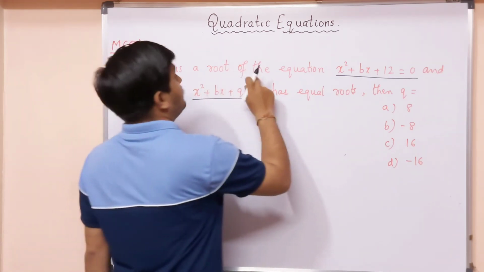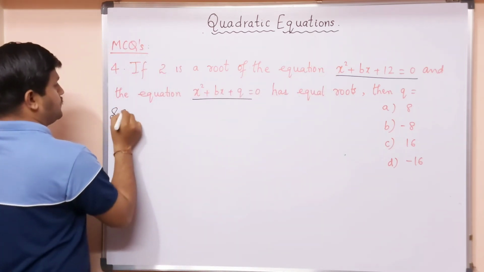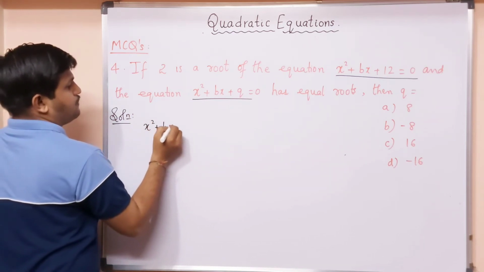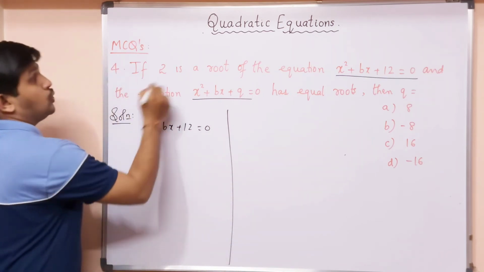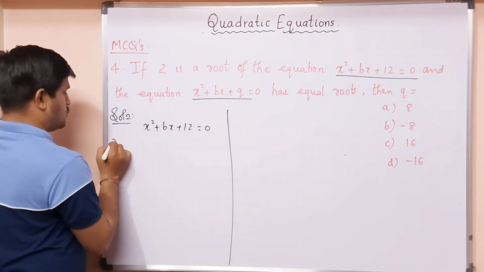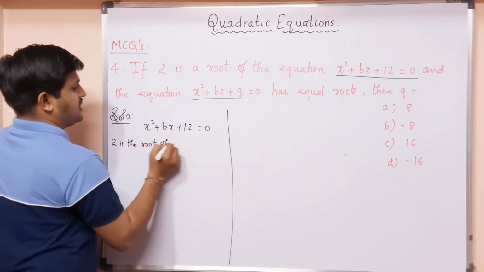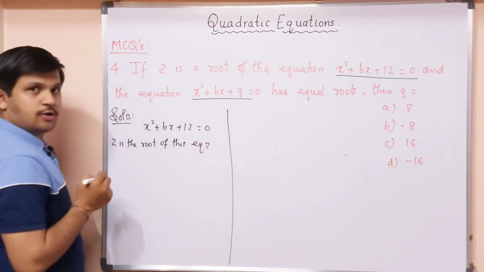So here you see that 2 is the root of the equation. So write down that equation first. x square plus bx plus 12 is equal to 0. So what does it say? 2 is the root of this equation. So therefore, substitute x equal to 2.